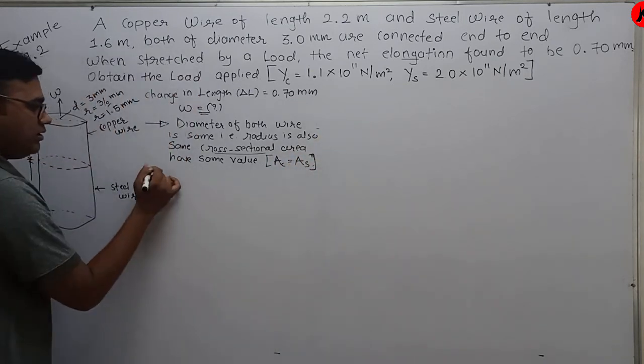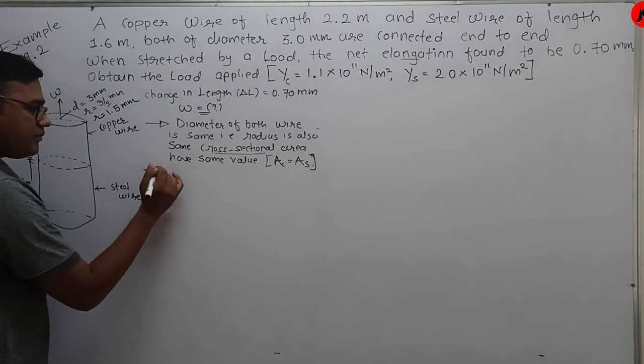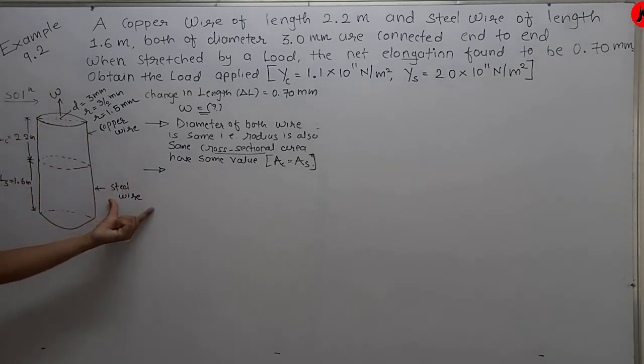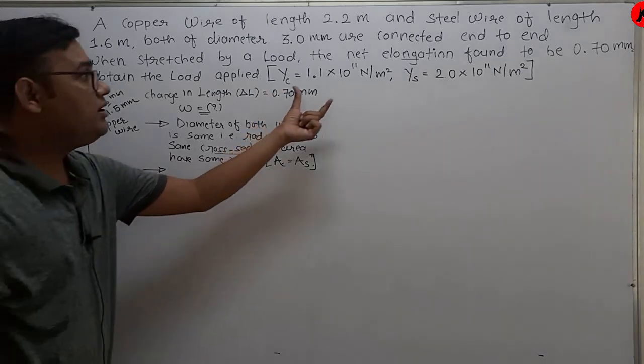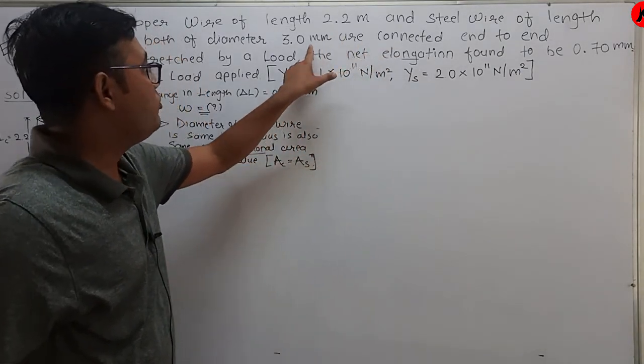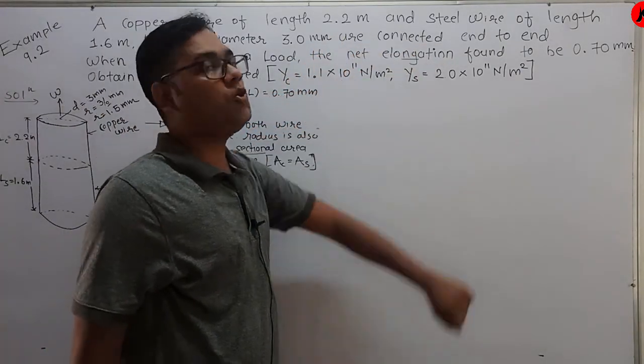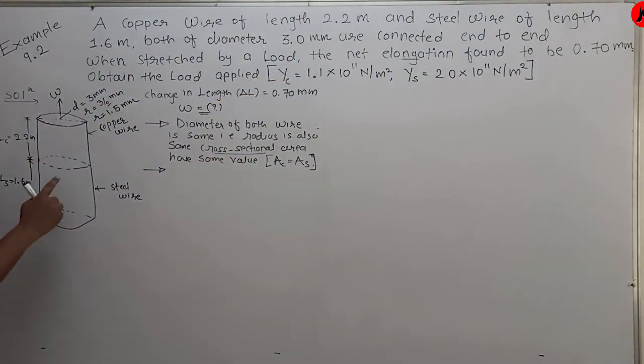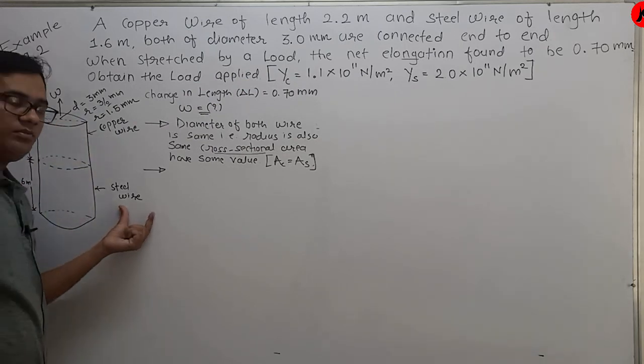And one more thing, here the load W is applied along the axial length of both the wires, copper wire as well as steel wire, because here it is given that both the wires are connected end to end, right? Both the wires are connected end to end. That means the load applied to copper wire as well as the steel wire has the same value.